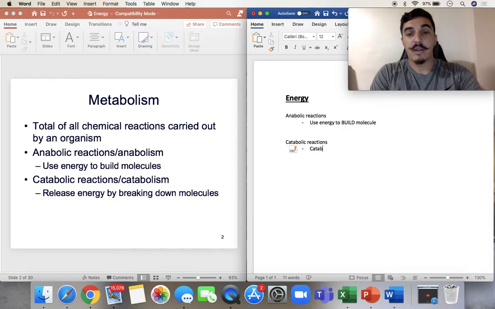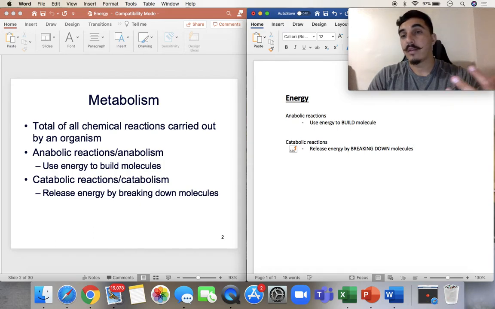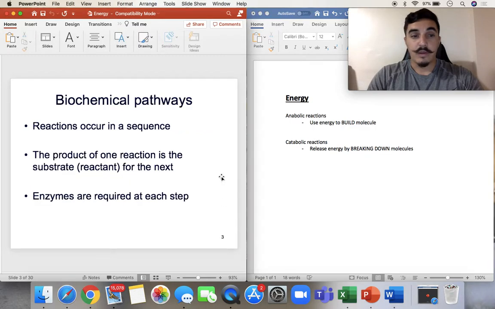And you have catabolic, which would release energy by breaking down molecules, okay? So an anabolic reaction will make something, a catabolic reaction will break something down, okay? So those are the two types of reactions that we have. Okay, so think about every time we're digesting food, are we building stuff or are we breaking stuff down? That would just be one example, okay?